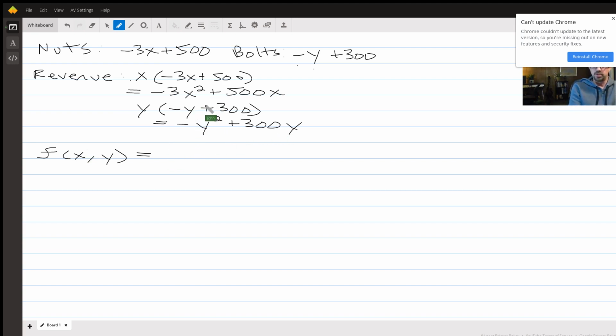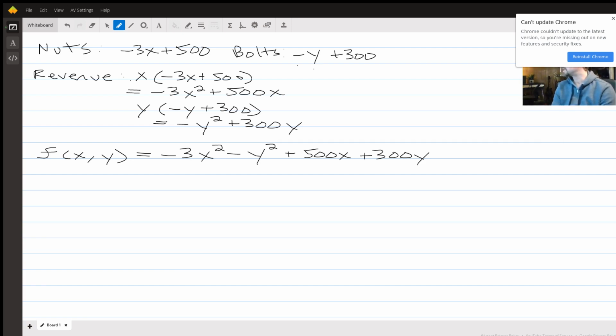So our revenue is those two things added together. And I'm going to pretty it up a little bit. I'm going to call it, okay, negative 3x squared minus y squared plus 500x plus 300y. Okay, so we have to maximize that revenue. However, that's like a big curvy parabolic type shape in the 3D plane, and there really is no maximum value for it. But fortunately, we have a constraint. So that's what we need.